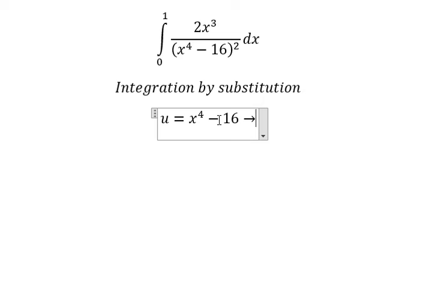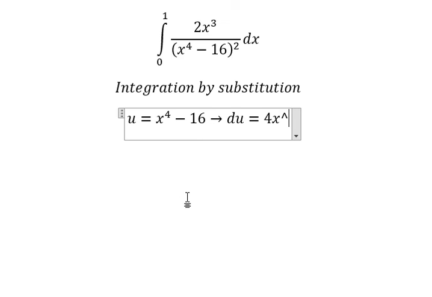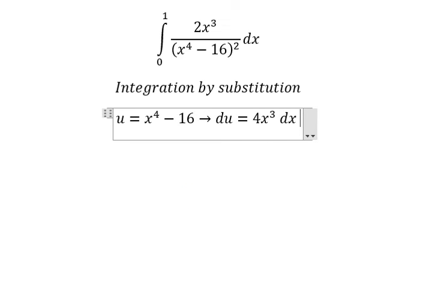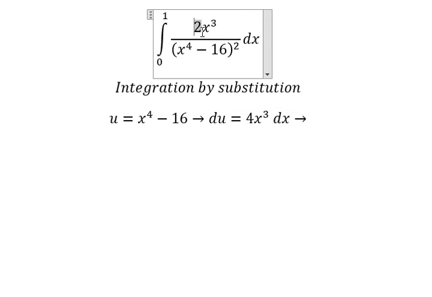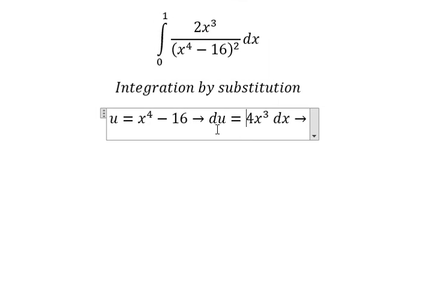Later, we need to first take the derivative of both sides, and we have 4s to the power of 3 ds. This one is a constant, so you get 0. This one we have 4s to the power of 3. This one we have 2s to the power of 3. To get the number 2, we need to divide both sides by 2.